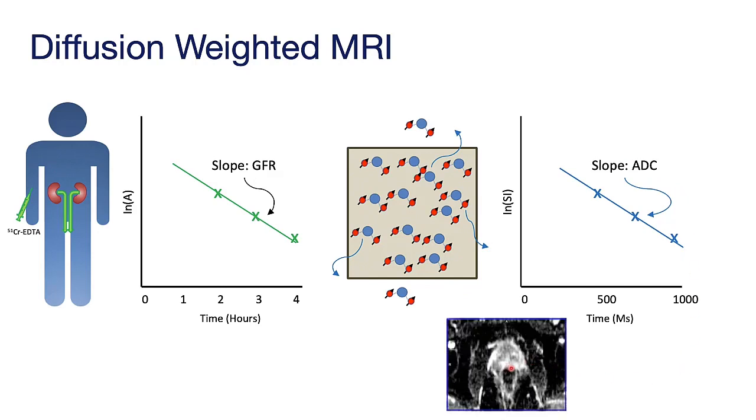And then plotting this pixel by pixel, we get a map of ADC, in this case showing restricted diffusion in a prostatic cancer. And in cancer, the diffusion is restricted because the cells are packed tightly together, preventing free motion of the water molecules.